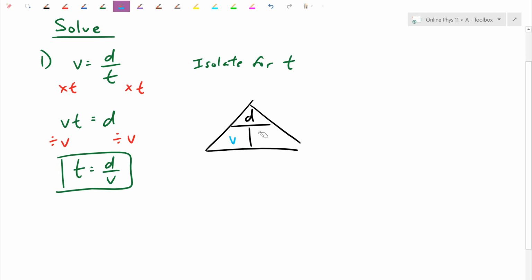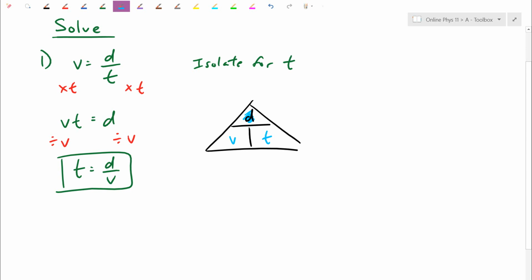And in a similar fashion, if I wanted to find the distance, if I temporarily cover over the d here, it's going to be given by v times t. So for a very simple expression, with just three variables in this relationship, this triangle gives you a nice memory aid with doing the isolations.